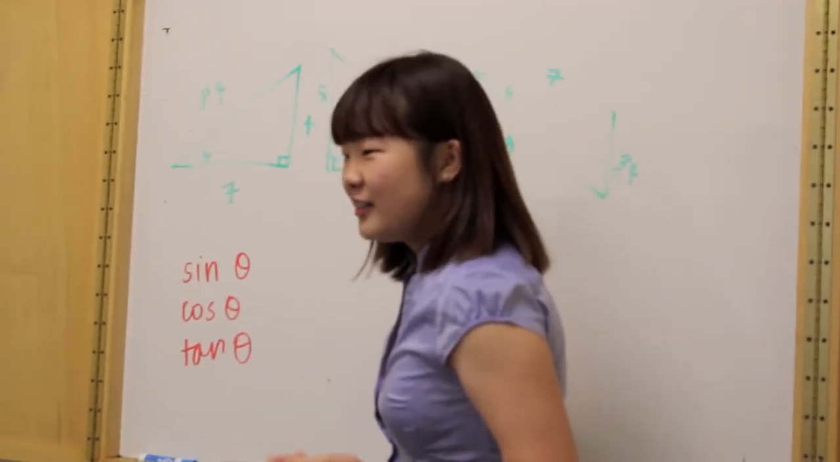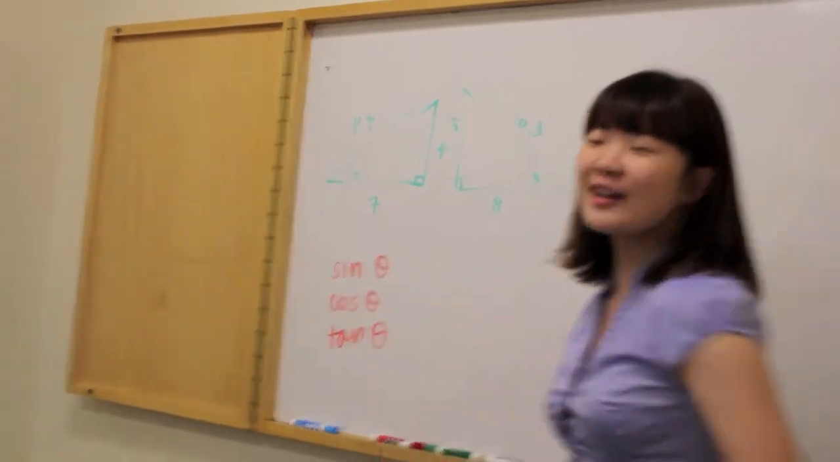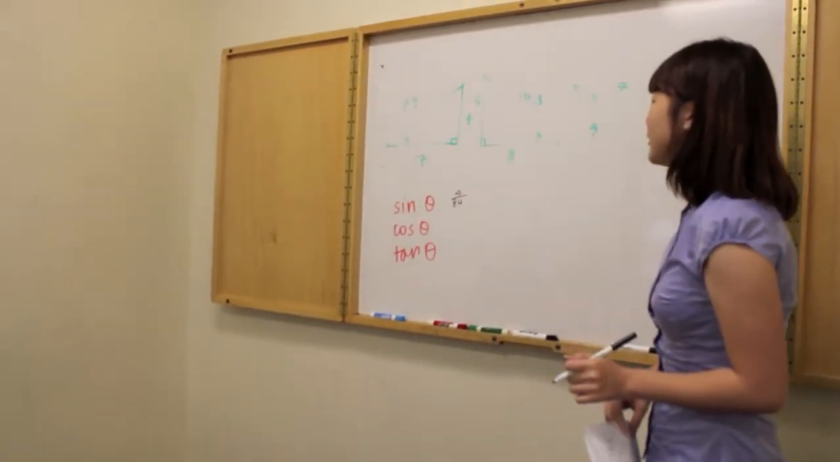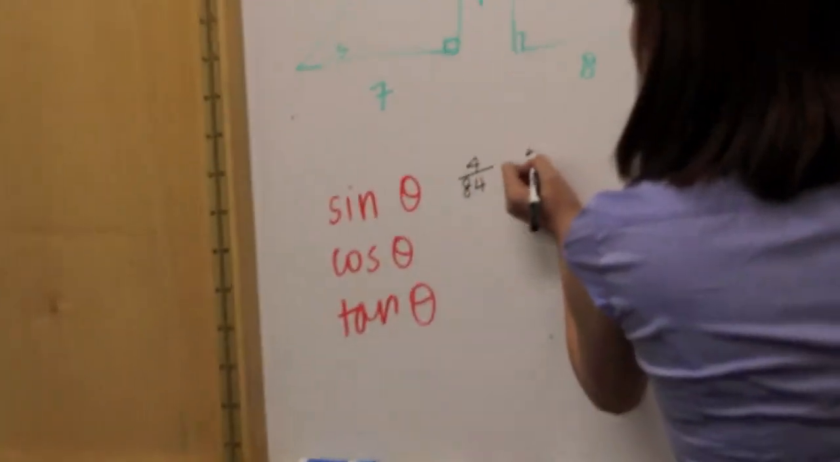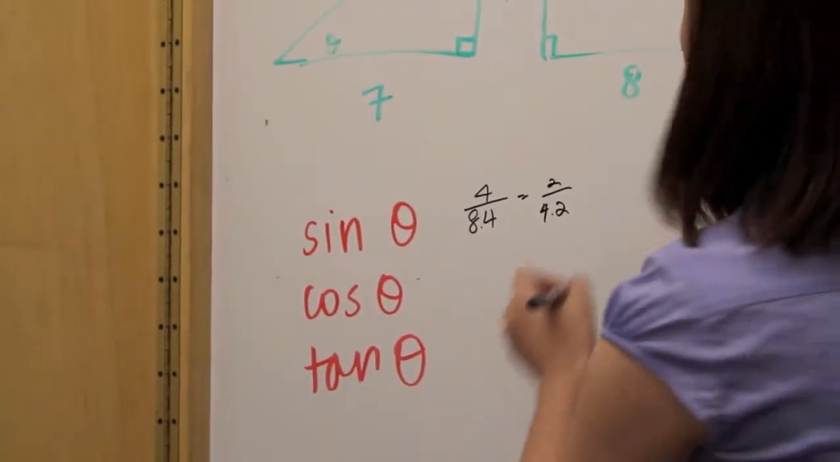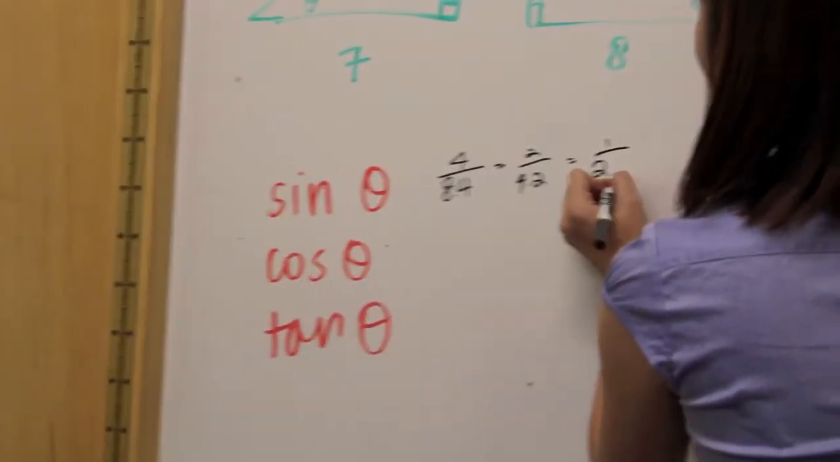So, Richa, what's sine of theta? Come on, Richa. Our smarty Mike, what's the answer? 4 over 8.4. Is that the final answer? No, you could reduce it to 2 over 4.2. And then 1 over 2.1. Perfect.